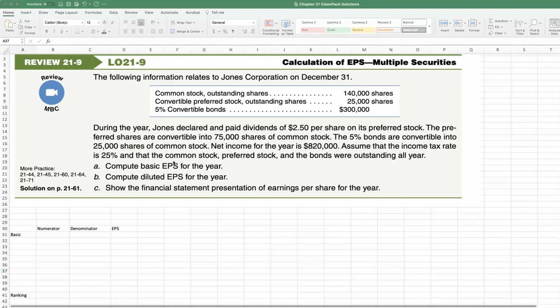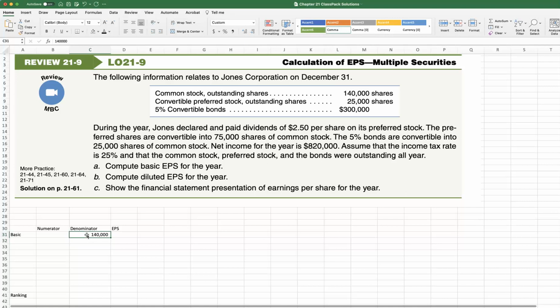So let's start piecing together the information that it's giving us. The following information is related to them on December 31st. Common stock outstanding, 140,000 shares. I'll keep reading, but I'm going to punch that in my denominator, hoping that that's actually the weighted average share count so that I don't have to do extra work there.